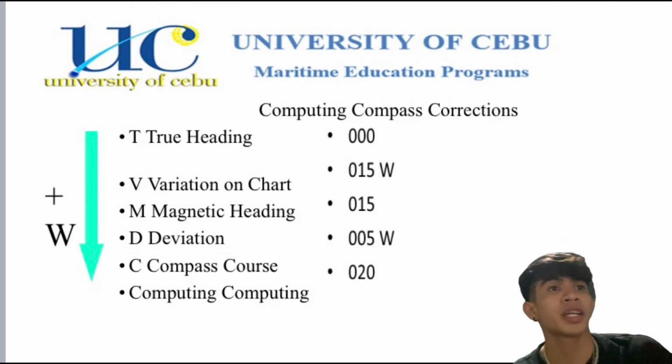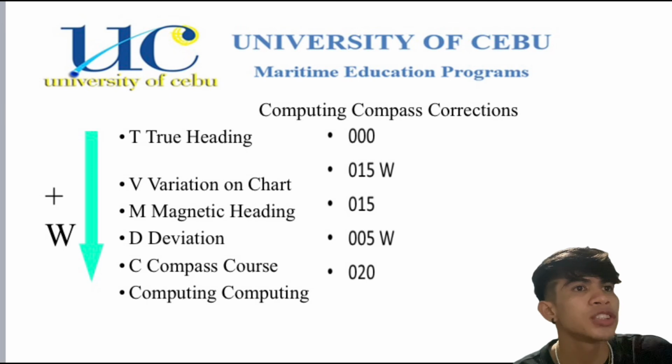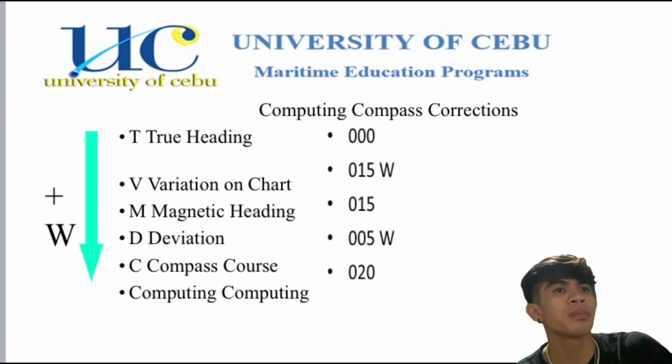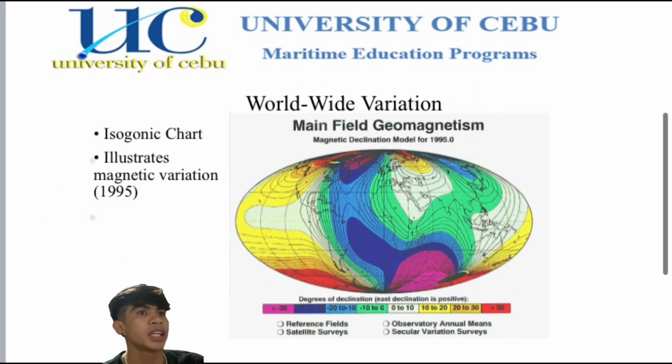Computing compass corrections. True heading 000 degrees. Variation in chart 015 west. Magnetic heading 015. Deviation 005 west. Compass course 020.